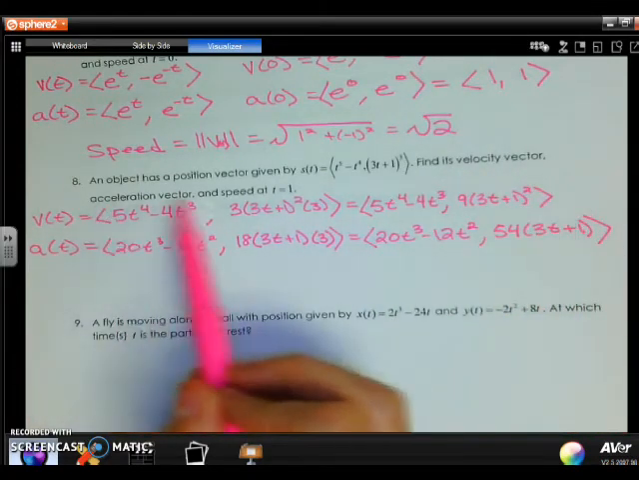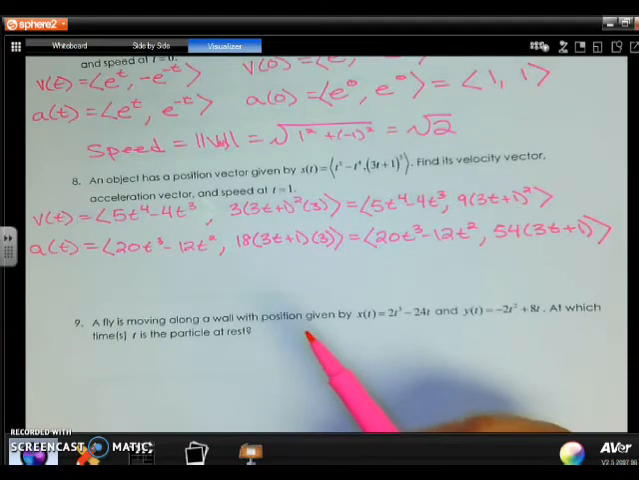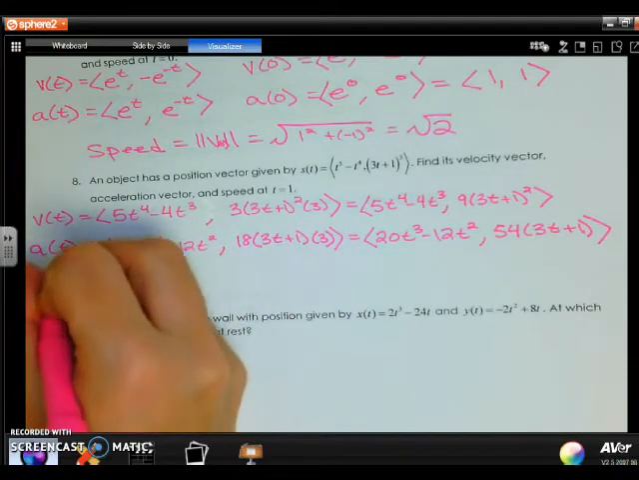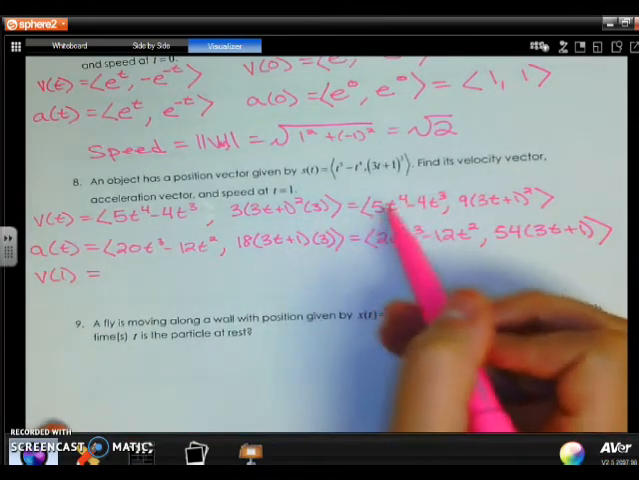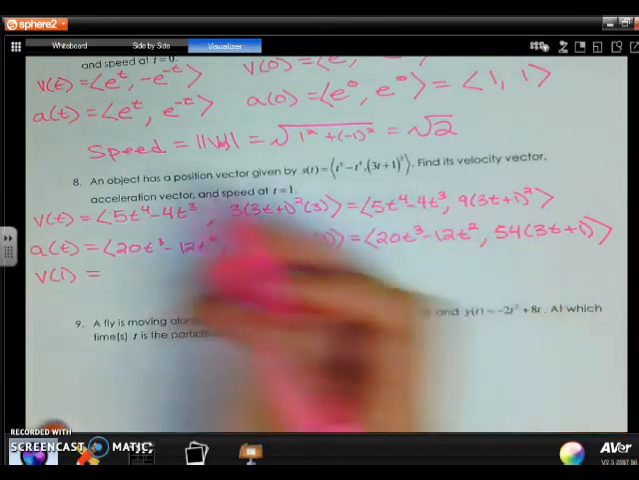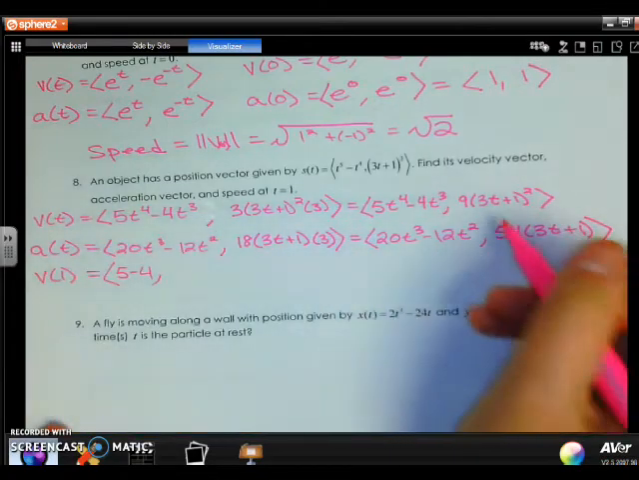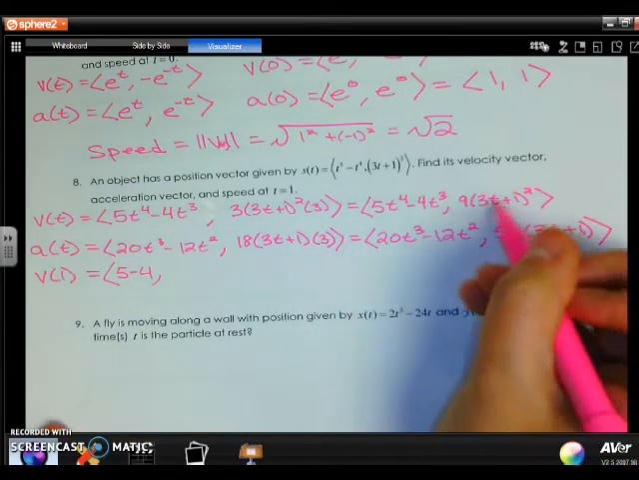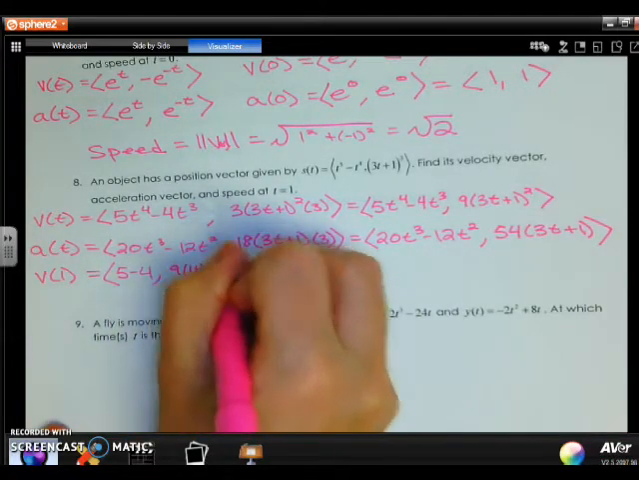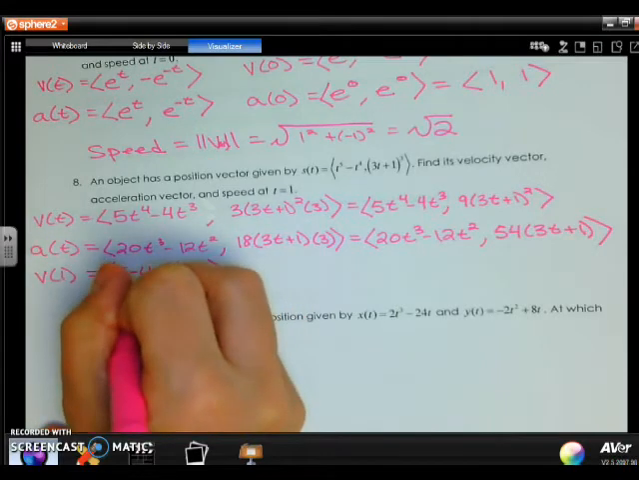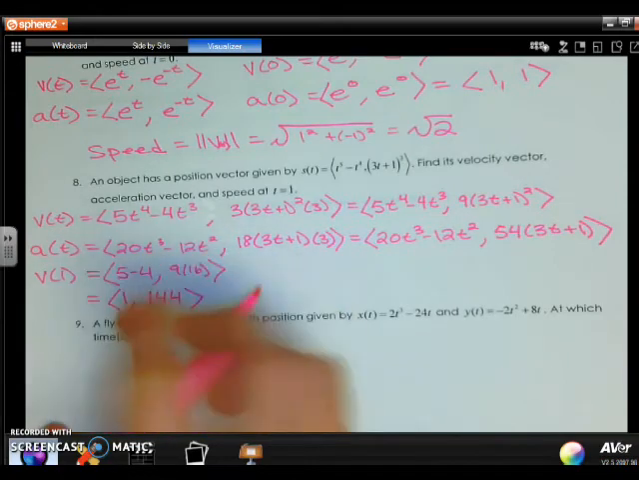So I found the velocity vector, found the acceleration vector, and I need to figure out the speed at t equals 1, so I still need to plug in 1 to each of these. So the velocity at 1, all I'm doing here is plugging in 1 into that mess. Well, 1 to the 4th is 1, so it's 5 minus 4, right? So you got 5 minus 4. And then over here, when I plug in a 1, that's 3, 4 squared is 16 times 9, right? So 9 times 16 there. And when you clean that up, it looks like you're going to get 1 and 144. Okay, so there's the velocity at time 1.